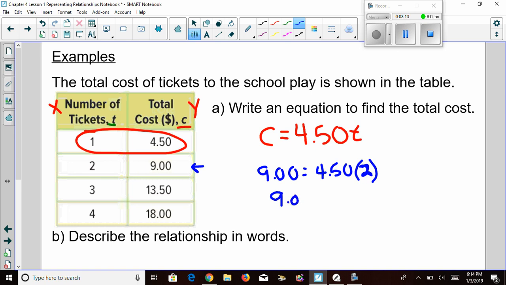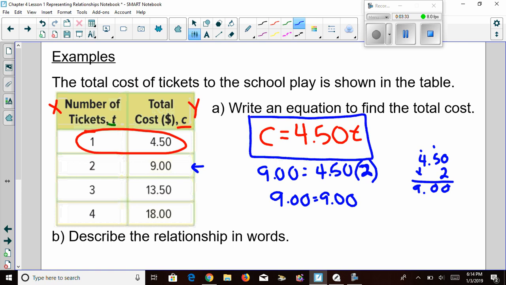Well, we can check that. 4.50 times 2, 0, I get 10. 4 times 2 is 8, plus 1 is 9, so yes, $9. So we have our equation. Just wanted to double check to make sure that equation was true for everything that we do.